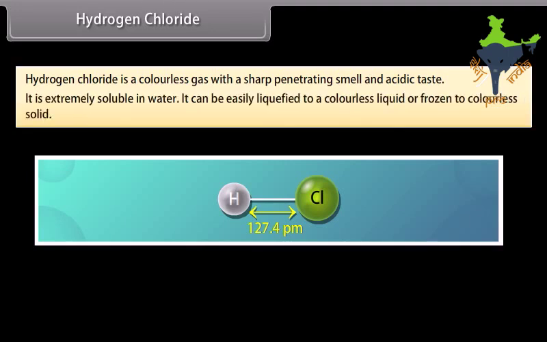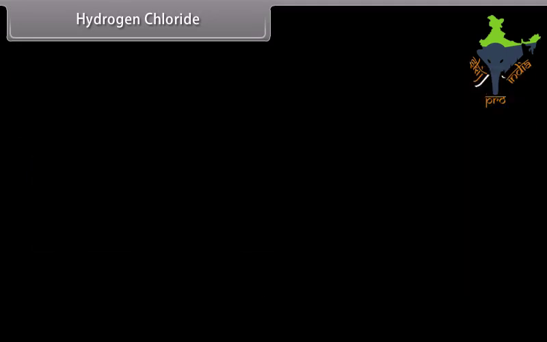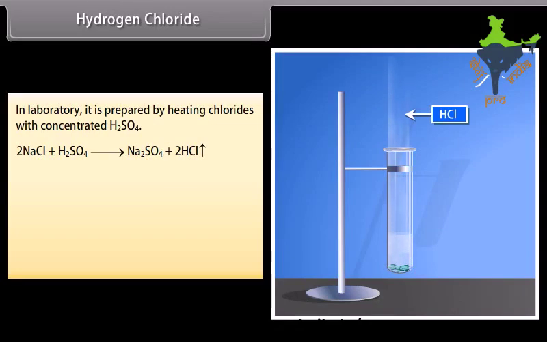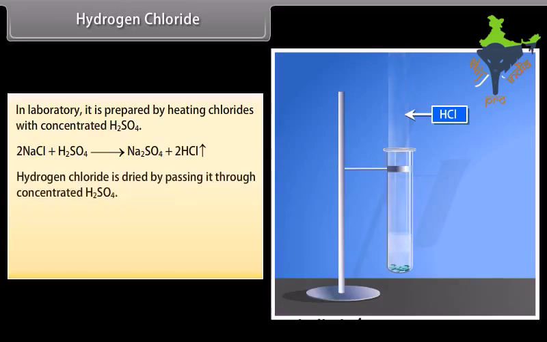One volume of water dissolves about 450 volumes of hydrogen chloride under ordinary conditions. It can be easily liquefied to a colorless liquid or frozen to colorless solid. In laboratory, it is prepared by heating chlorides with concentrated H2SO4. Hydrogen chloride is dried by passing it through concentrated H2SO4.